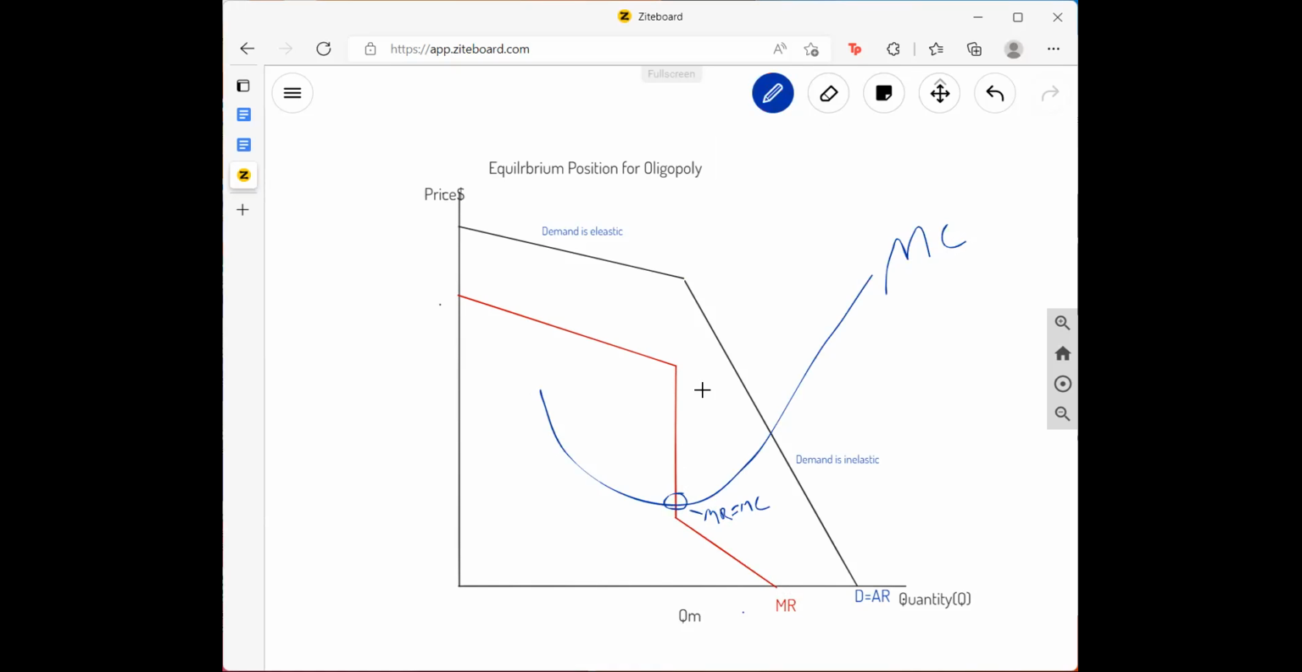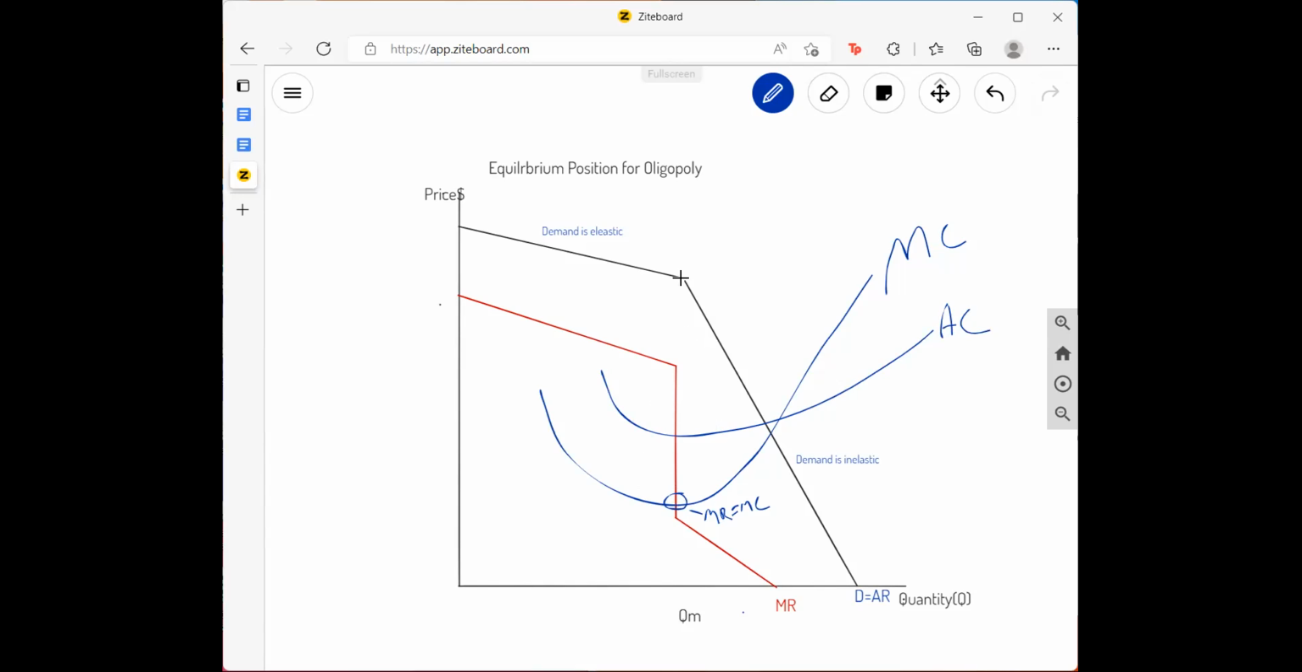Right? What do we do next? We just look at where the AC falls. The AC will fall somewhere higher. Again, this is our AC. It cuts it from the lower point just to indicate, and it shows you, again, we are making a profit because at this profit maximizing output here, MR is equal to MC.